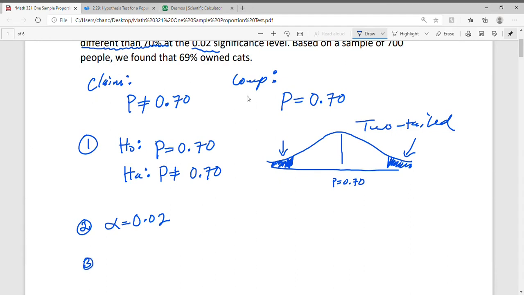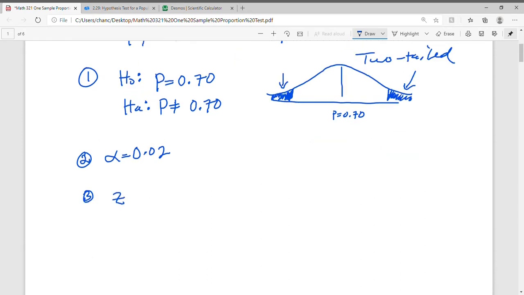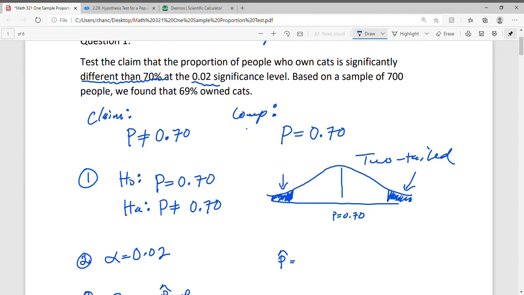Now for step 3, we can use the formula. The formula is z equals p hat minus p divided by the square root of p times 1 minus p divided by n. Now let's figure out what p hat is. P hat is in the problem, it's given. We have that of 700 people, 69% own cats. So what is x over n? Well, remember, x is the number of successes divided by our sample size. So we know in the denominator it's going to be 700.